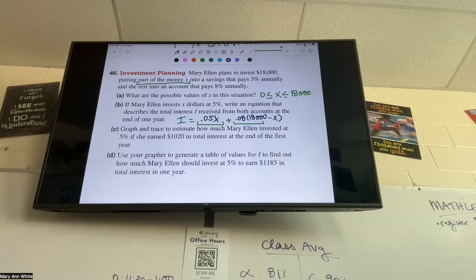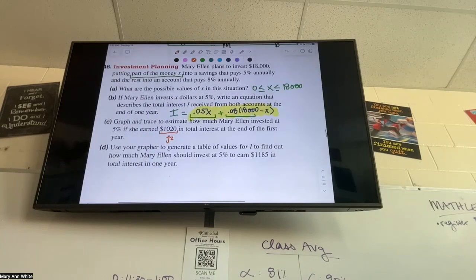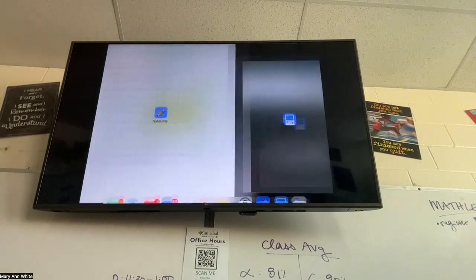Letter C says graph and trace to estimate how much she invests at 5% if she earned $1,020 in total interest at the end of the first year. Okay. As we put this in the calculator, I want this equation to be your y1, and I want that $1,020 to be your y2 because I want to see where they intersect. We've done the trace, we've done the finding, but I really want to see some intersection points. So we're going to go do that now.